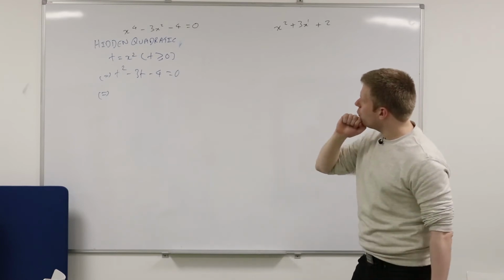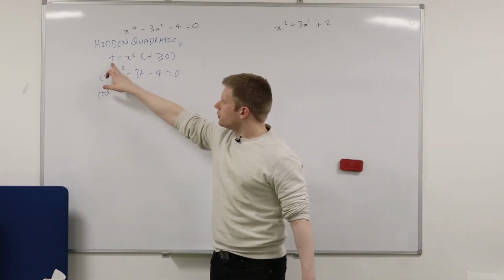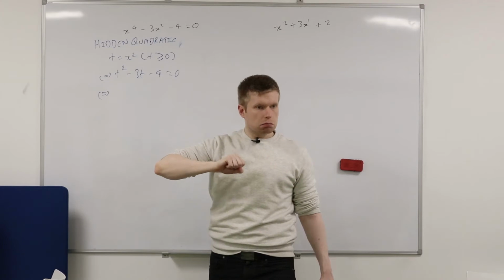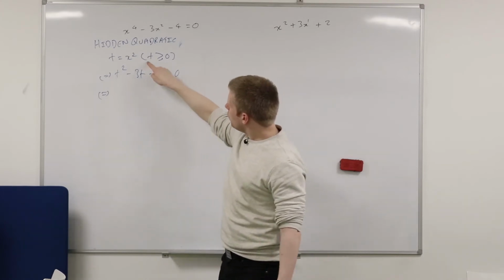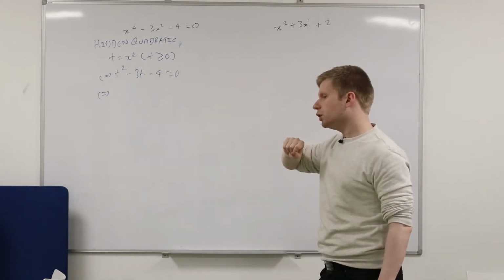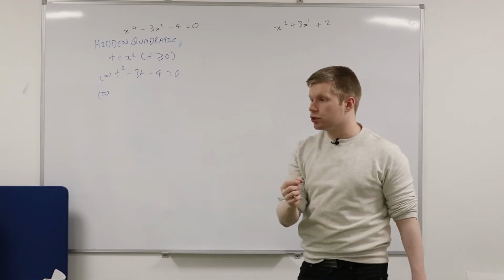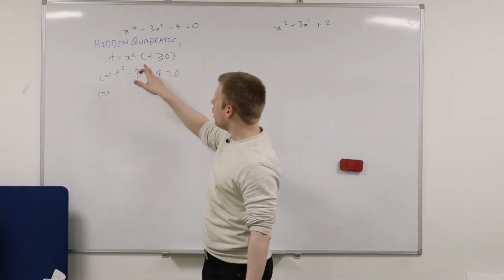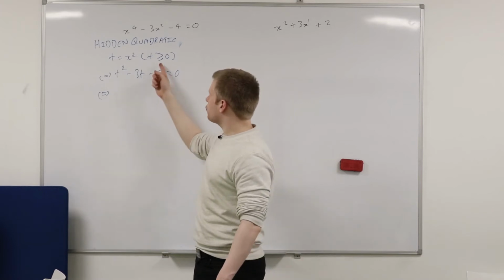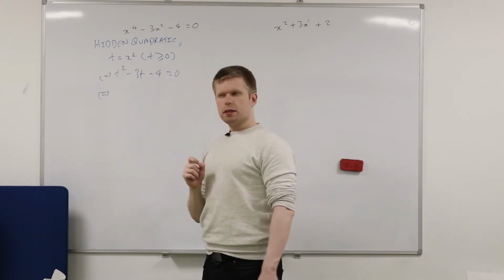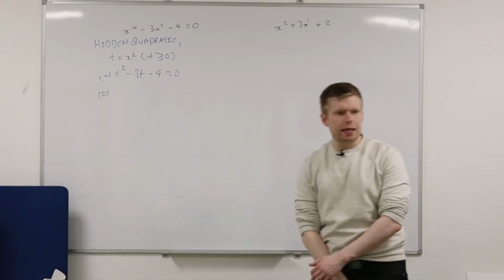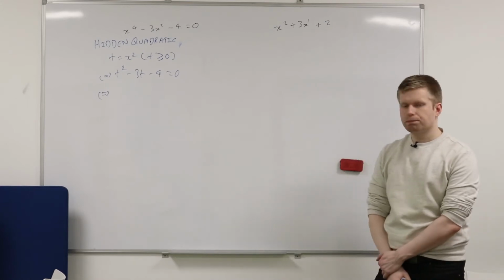Okay, so let's talk through what Riley's done here. So Riley, you've said t equals x squared. I definitely agree with that. What have you written here? You're right. Yeah, so that's the condition. So you're basically saying this can only work as long as t is greater than or equal to 0. Can anybody think, why can't it be negative? Why can't it be less than 0?